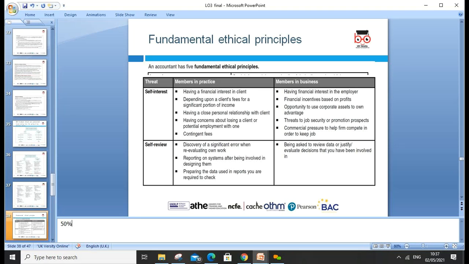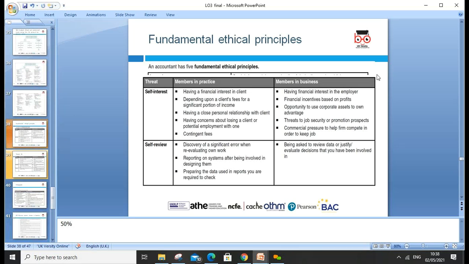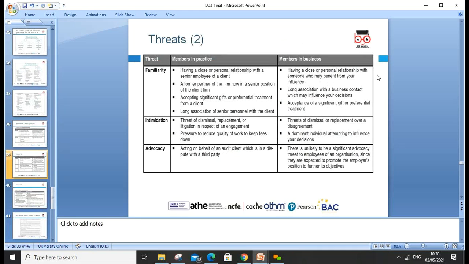Self-review, checking your own work. Yes, if you were the bookkeeper before, and now you are the accountant submitting the return, that can also compromise our ethics. These risks we need to reduce. And then familiarity, close relationship. We know each other. We get a gift. Can we accept a gift from the client?